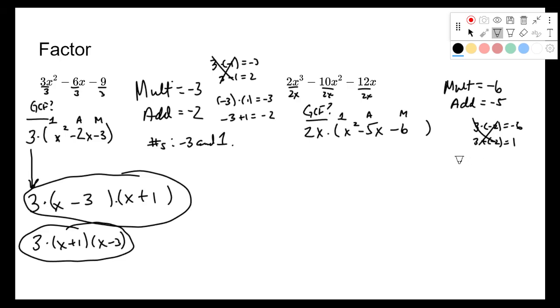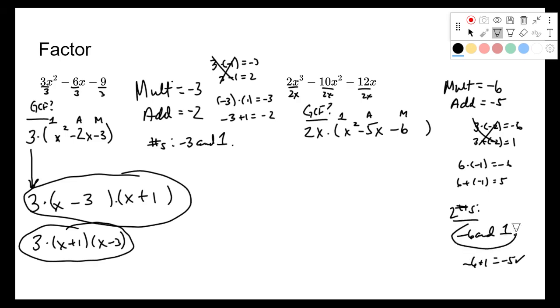How about 6 and 1? 6 times negative 1 is negative 6. 6 plus negative 1, that's 5. Nope, I need negative 5, not positive 5. So let's switch the signs around. My 2 numbers are going to be negative 6 and positive 1. Those are the 2 that are going to make it work. And you can see it, negative 6 plus 1 is negative 5. So it sure does work. These are my 2 numbers.